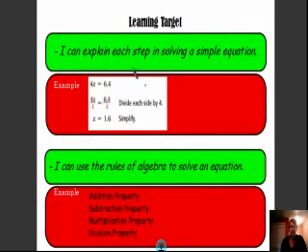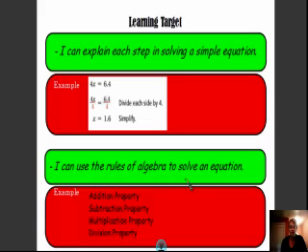And here's our learning target for today. I can explain each step in solving a simple equation. So here, for instance, you had 4x is equal to 6.4. The way that you would do this is you have to undo multiplication, so I need to divide each side by 4 and then simplify. Those are the kinds of explanations we'd be looking for.